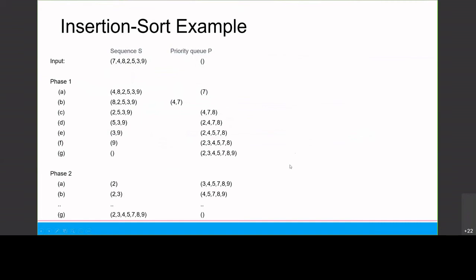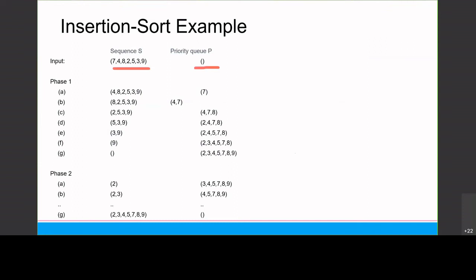Now, let's see. The same with the first one, the selection sort. We have the same input: 7, 4, 8, 2, 5, 3, 9. So this is the input, and then this is the place to put the priority queue. Now, when we do the first one, you will see the difference.